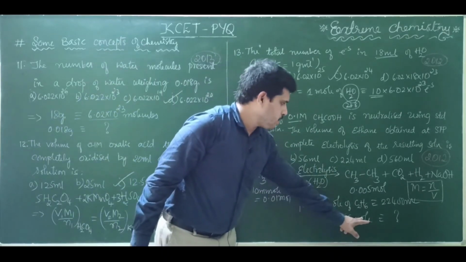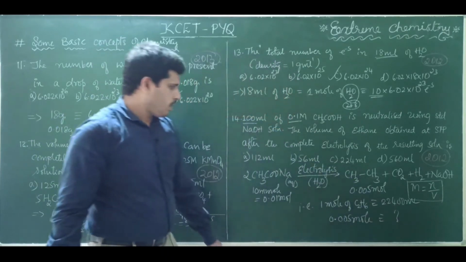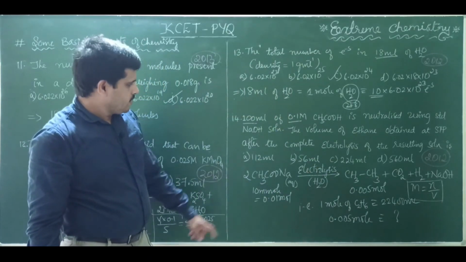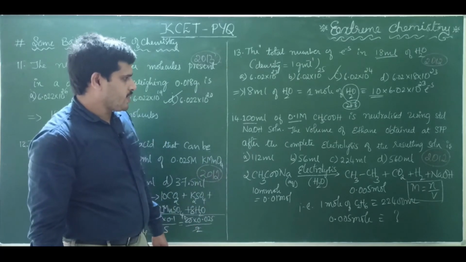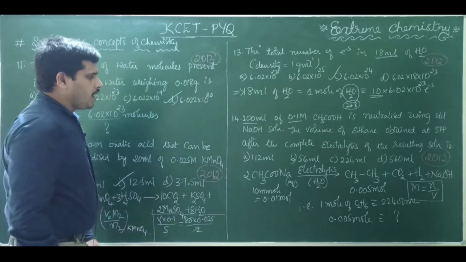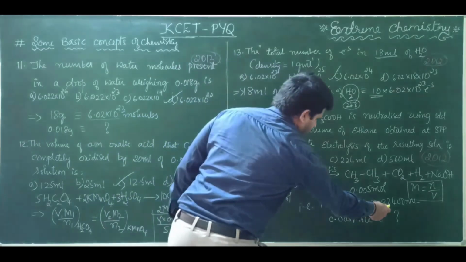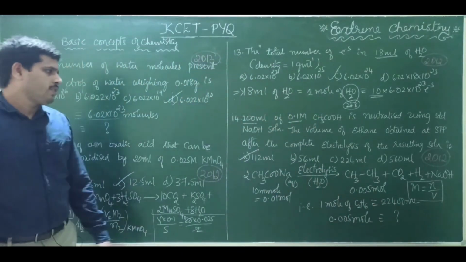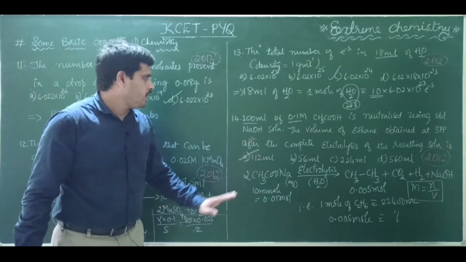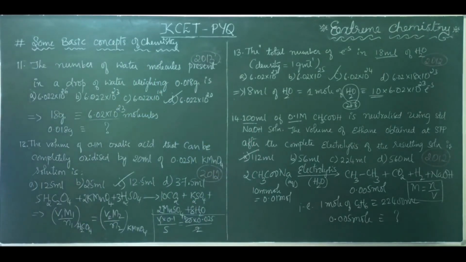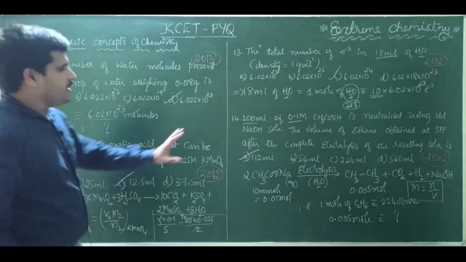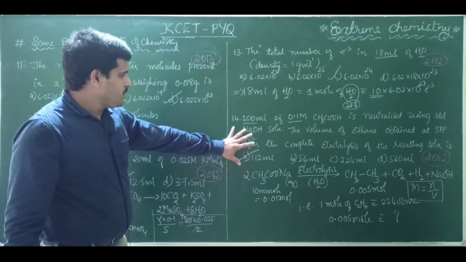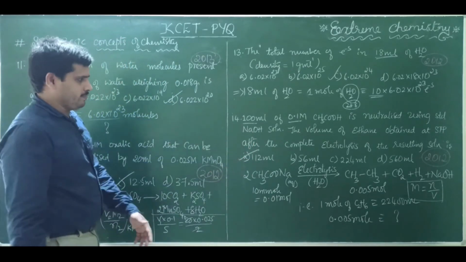So 5 into 10 to the minus 3, right? You will be getting 22.4 into 5, right? So your answer will be in this case how much? 112, isn't it? 22 into 0.5. So you'll get 112 ml of ethane gas, which is coming out in this particular case. So therefore option A is the right choice for this particular question. Is that okay? Shall we move ahead? So next one, the 15th one.